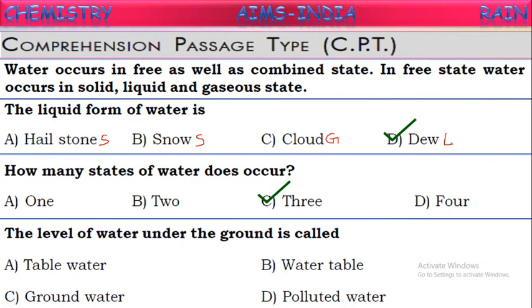Next, the level of water under the ground is called. Yes, already you have seen this question. The water present under the ground is called groundwater. And here they are asking the level of water, to which extent the water exists under the layers of the earth. That is specially called the water table. The water table represents the level of water under the layers of the ground. Okay, that's called water table.